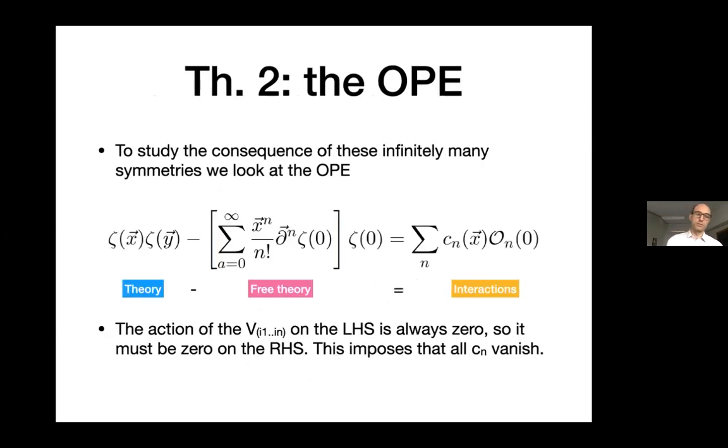We prove this more formally by writing down the operator product expansion of zeta, subtracting from it the value that we would have for the free theory. And whatever is left, we call it interactions: Cn times On, where On are some operators and Cn are coefficients. By acting with the infinitely many generators on the left, you always get 0. So you have to get 0 on the right. And this implies that all the Cn's are 0. And so the theory has to be the free theory, in the sense that its operator product expansion is that of the free theory.